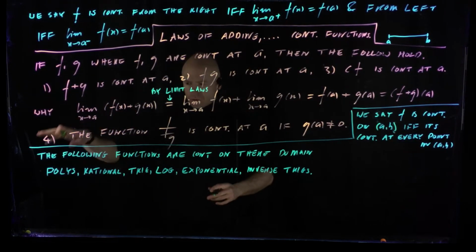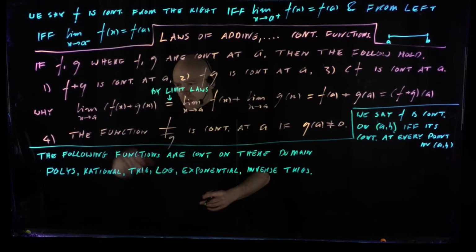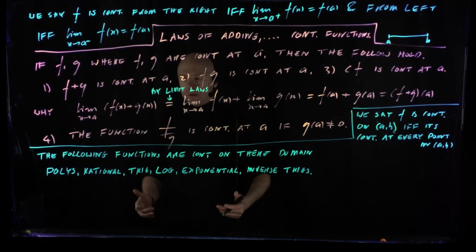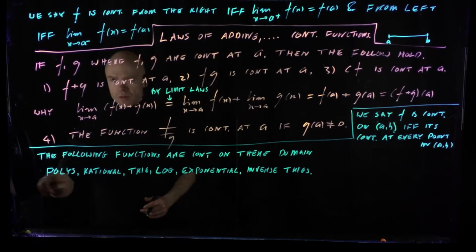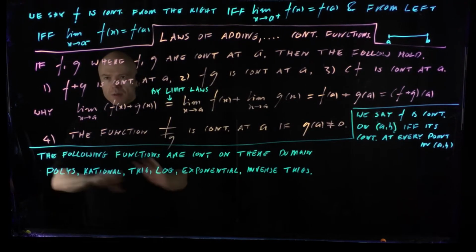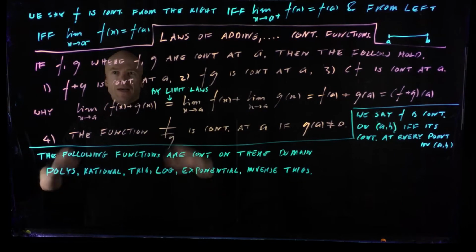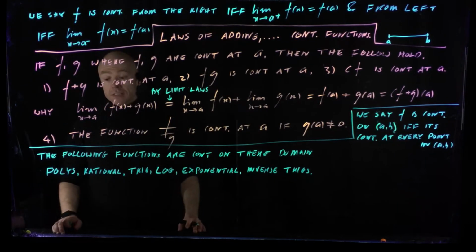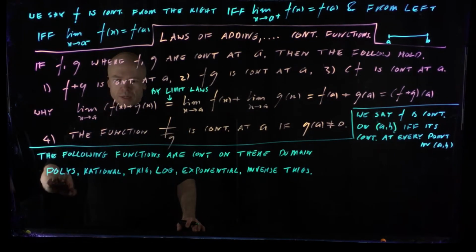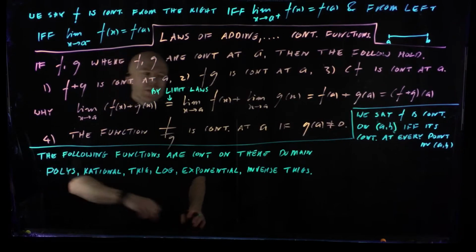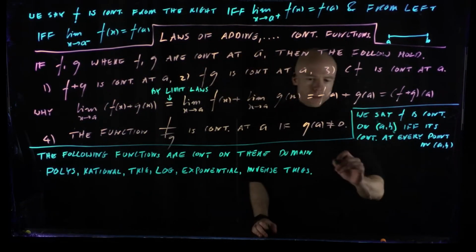And what about these guys? Which ones do we have that are continuous on the entire real line? Well, polynomials for sure, right? Polynomials are perfectly fine on the entire real line. The limit exists. They satisfy the direct substitution property. We have no problems with that. Rational functions, no, right? Rational functions only on the domain.